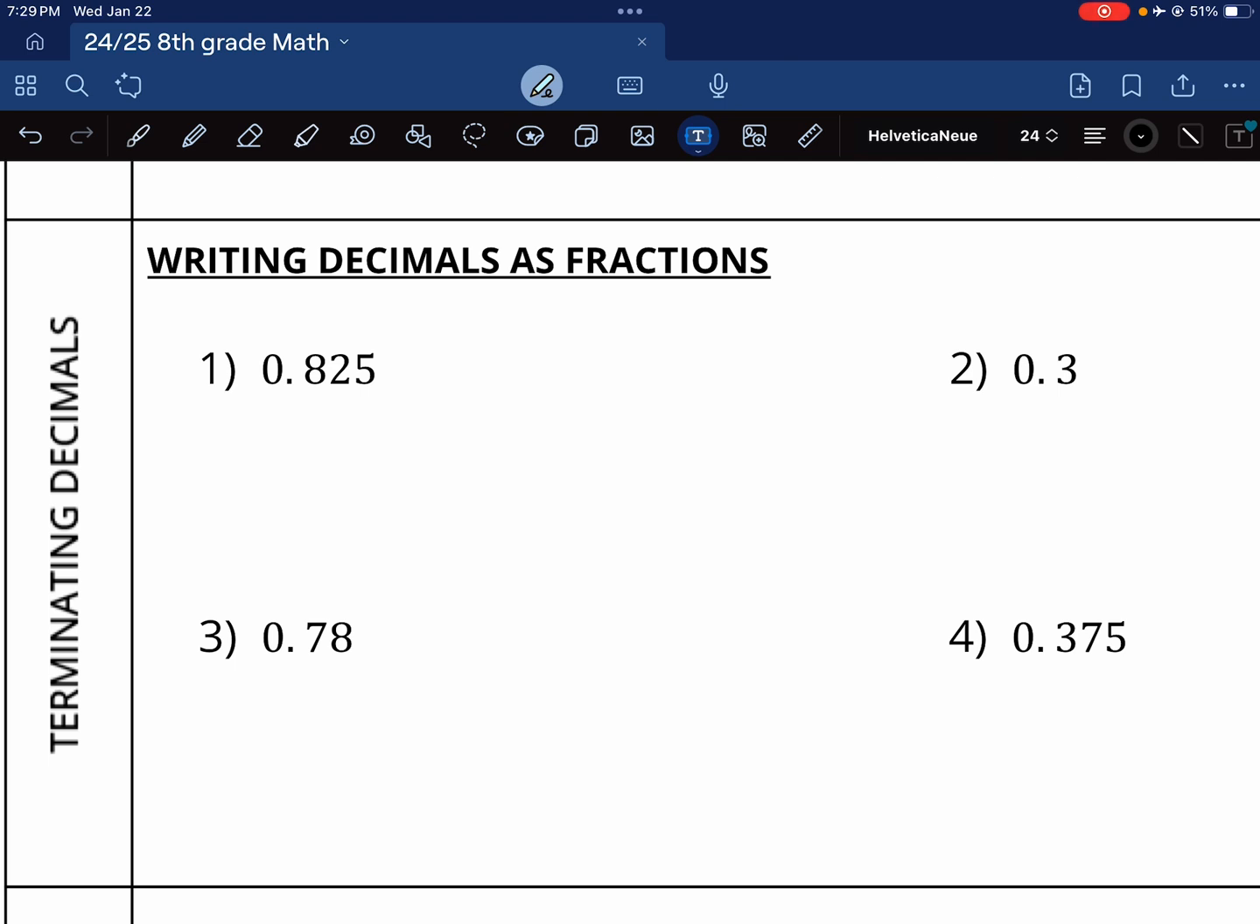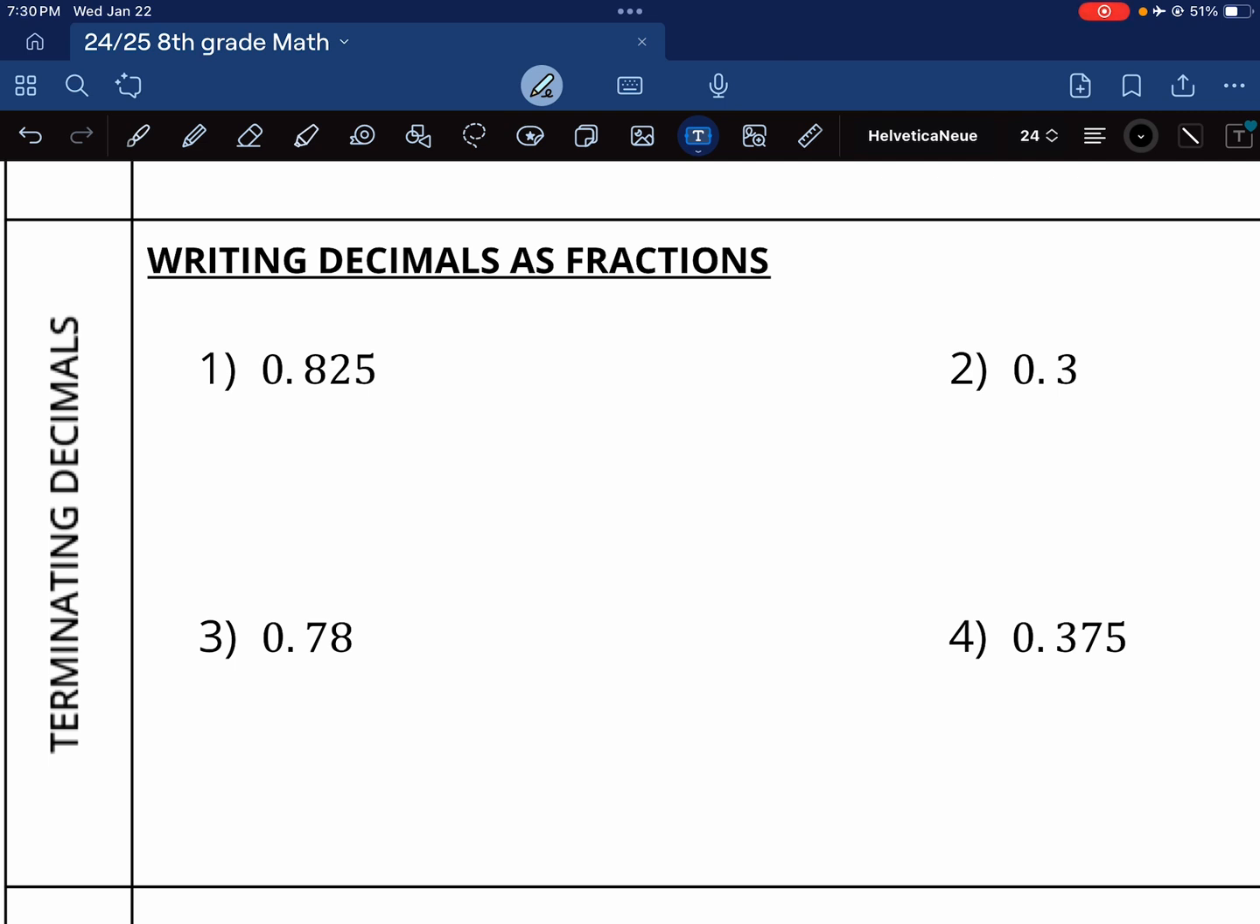We're going to skip the rounding at the top and go straight to writing decimals as fractions. On Tuesday, we talked about rational and irrational numbers, and there were two types of decimals that were rational numbers: terminating decimals and repeating decimals. Terminating decimals are decimals that you have already seen, and you should know how to make these into, excuse me, let's take that back, into fractions.